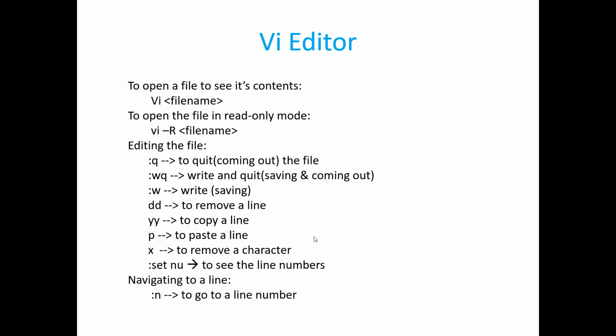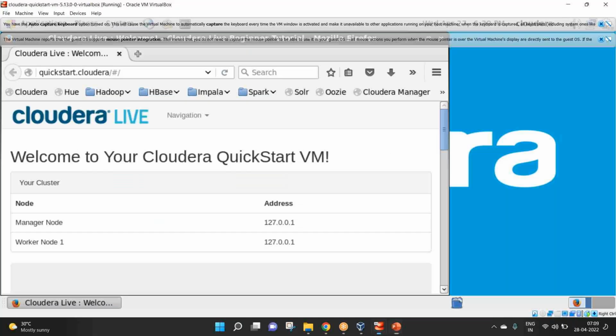So let us start with the hands-on. I will open the Cloudera Quickstart VM. You can see that as soon as you open the Cloudera Quickstart VM, this is how it will look. You can close the messages that are showing at the top right corner, the blue color cross box. I'm going to click on them to close.